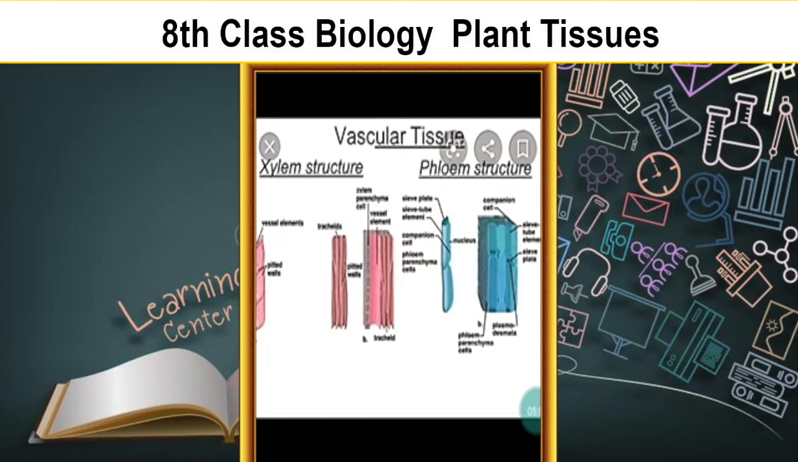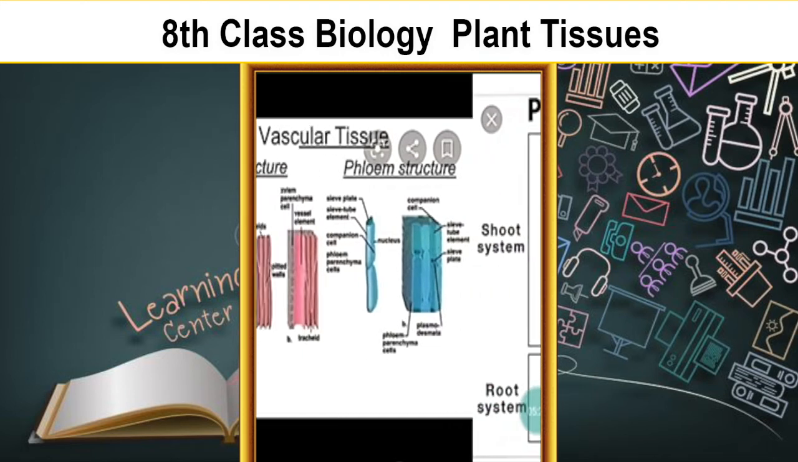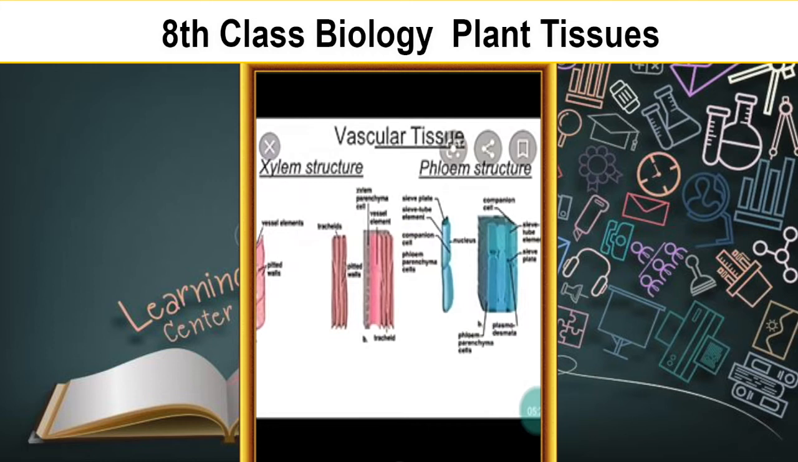In the plants, the food is prepared by the plant itself, and how is that food passed to the next level? By the help of some conducting tissue. That conducting tissue is of two types: water conducting and food conducting. The water conducting tissue is called xylem tissue, and the food conducting tissue, that means food passing from one place to another place, is called phloem tissue.